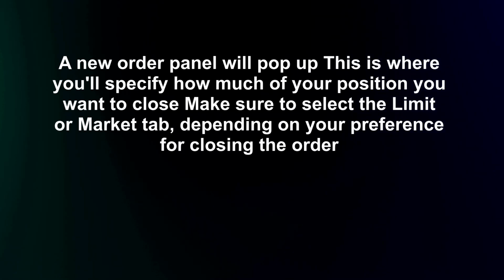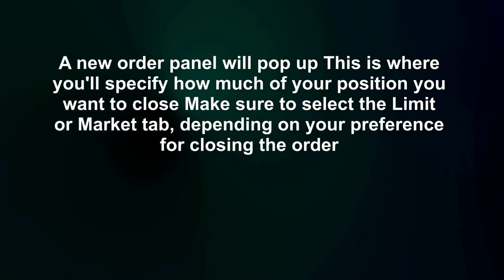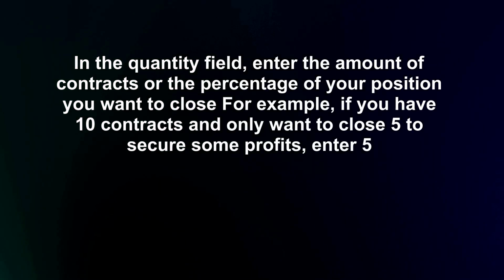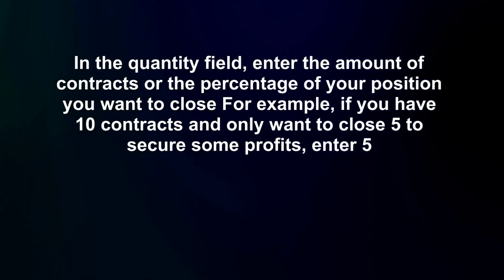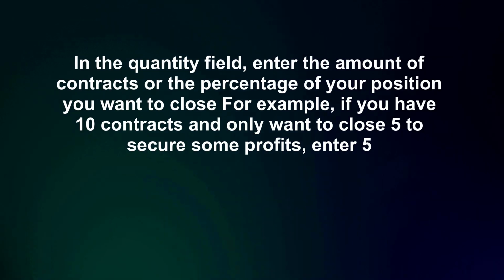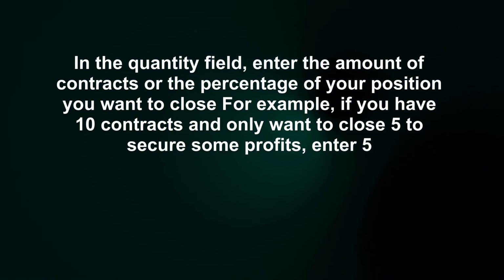Make sure to select the limit or market tab, depending on your preference for closing the order. In the quantity field, enter the amount of contracts or the percentage of your position you want to close. For example, if you have 10 contracts and only want to close 5 to secure some profits, enter 5.